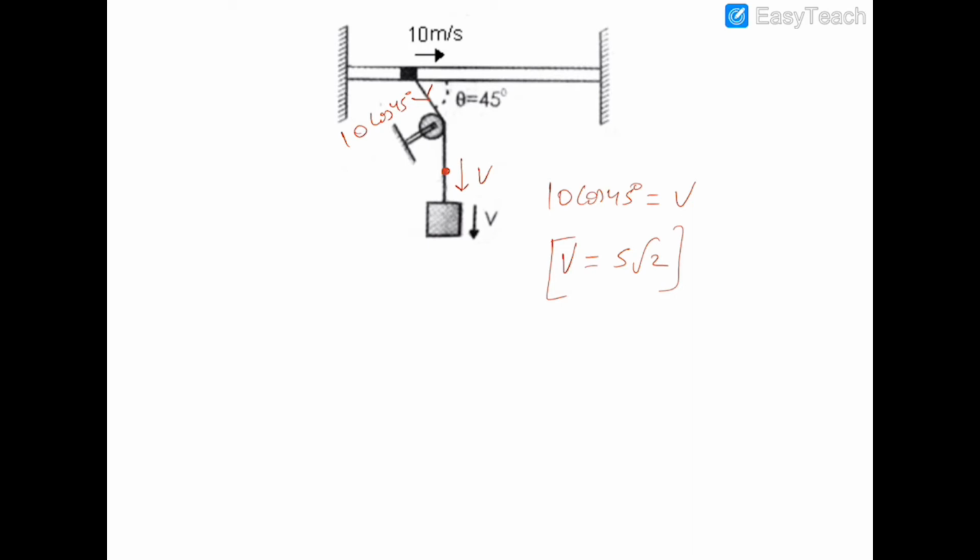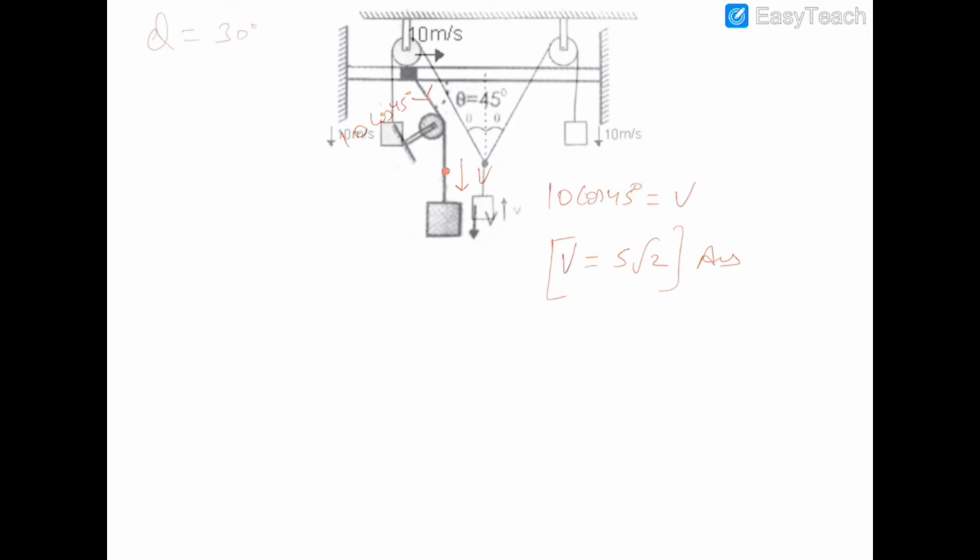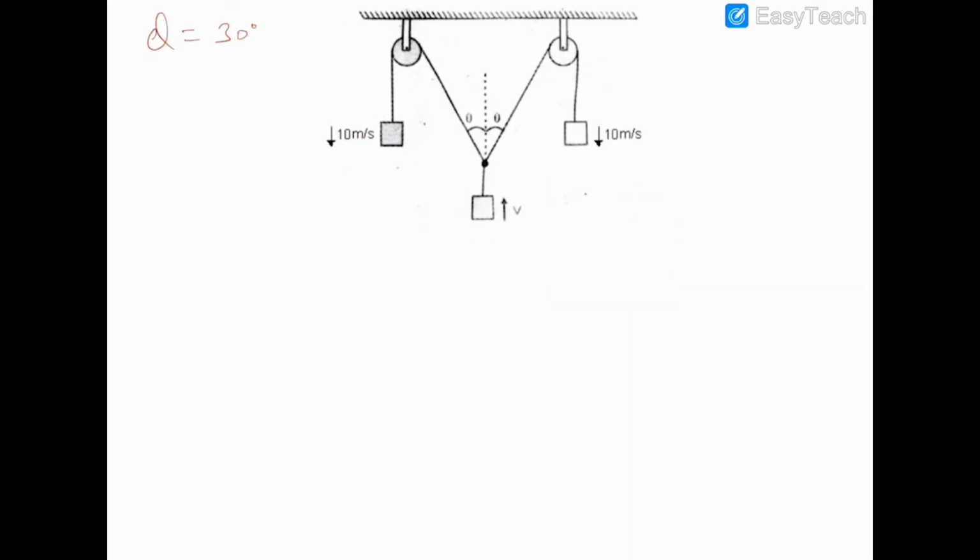Okay, so this is the required answer. Now let's move on to the next question. In this question you can see that this block A is moving downwards with a speed of 10 meters per second. This is C, which is moving upward with a speed of v, and this is B. It is also moving downward with a speed of 10 meters per second.